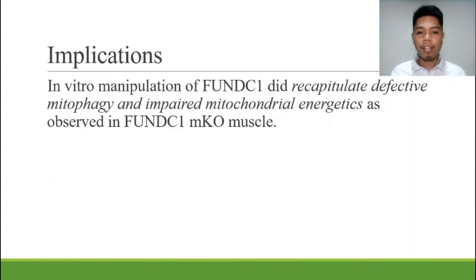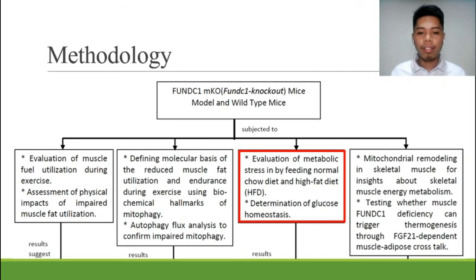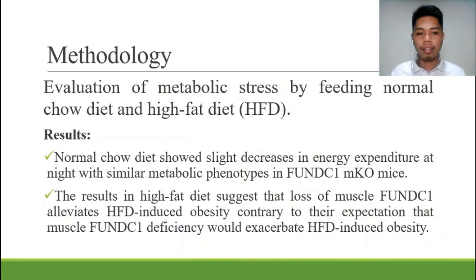So, taking the results together, it implies that in vitro manipulation of FANC1 did recapitulate defective mitophagy and impaired mitochondrial energetics as observed in FANC1 MKO muscle, meaning after the specific deletion of FANC1 in the mice model, it exhibited impaired mitophagy. So let's proceed to the third part. We have here the evaluation of metabolic stress by feeding normal chow diet and high-fat diet. This time, the mice models were subjected to two different diets.